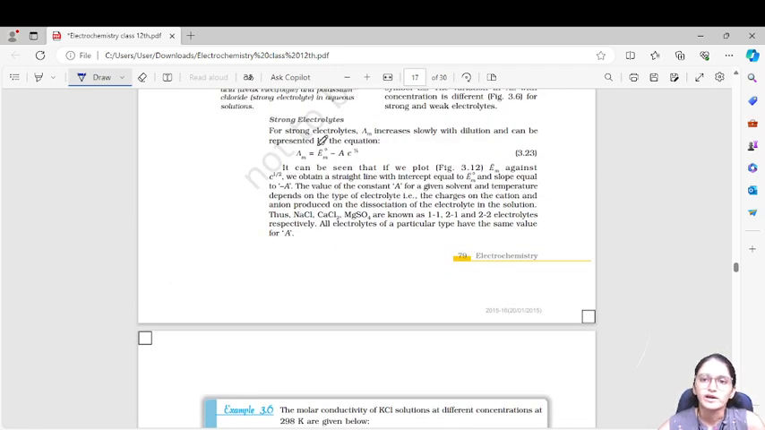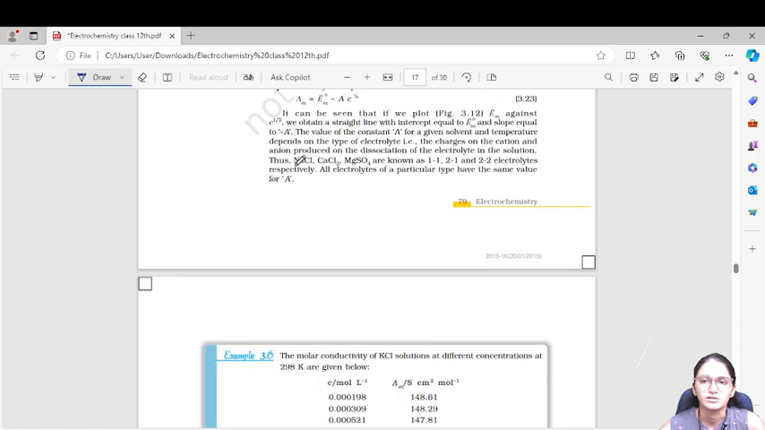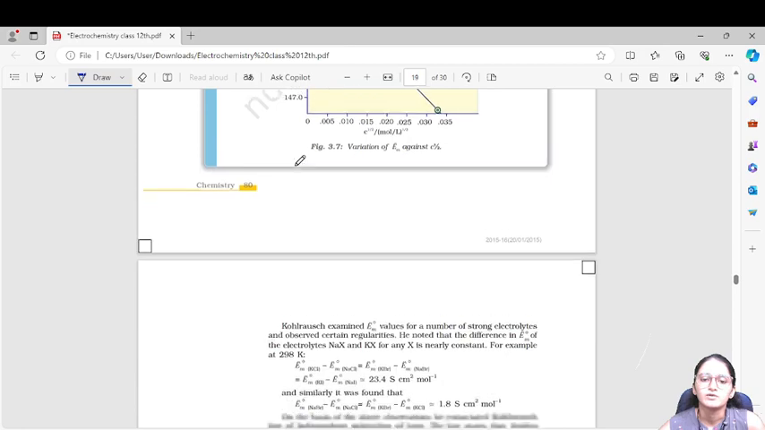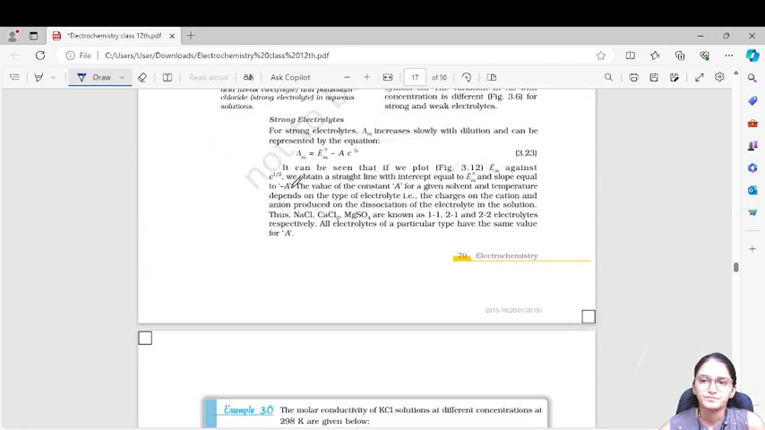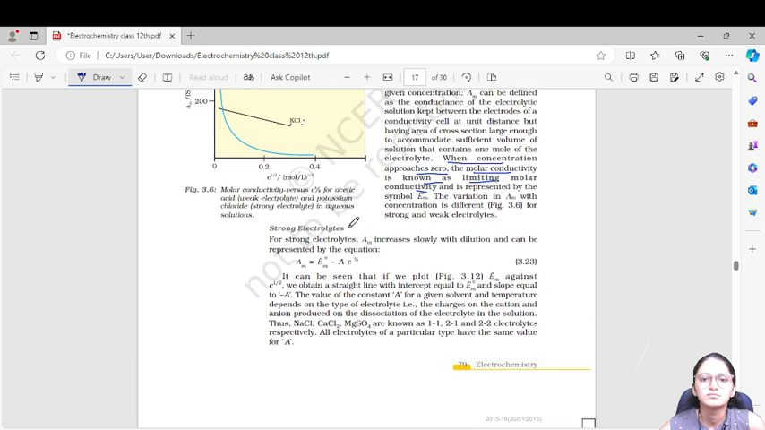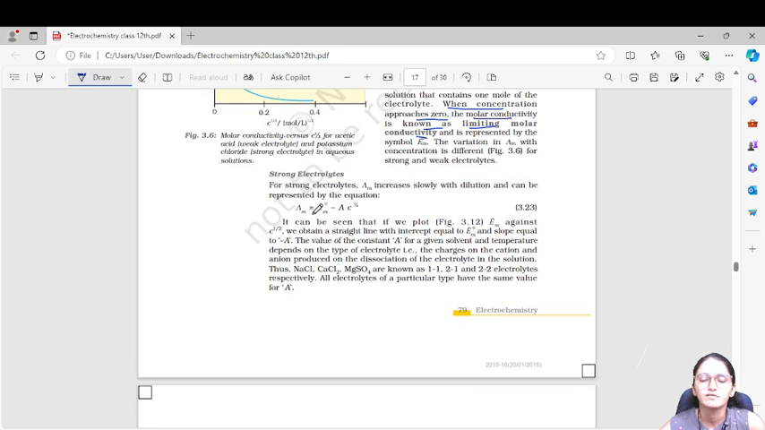Now what are strong electrolytes? Strong electrolytes are the ones which dissociate completely in the solution, okay. About strong electrolytes, this is one equation that is given: lambda m is equal to lambda naught m minus A C raised to half, okay. This is the equation which we have to put.